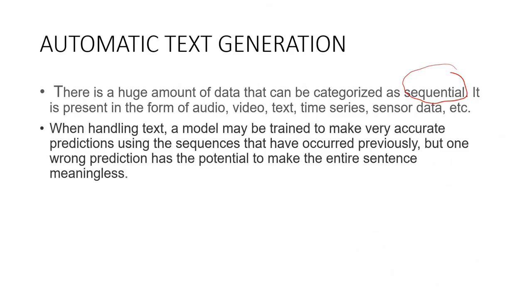See, automatic text generation: there is a huge amount of data that can be categorized as sequential. Sequential means the current data depends on the historic data. That's what we call sequential data. It's present in the form of audio, video, text, time series, sensor data, etc. When handling text, a model may be trained to make very accurate predictions using the sequences that have occurred previously. But one wrong prediction has the potential to make the entire sentence meaningless.